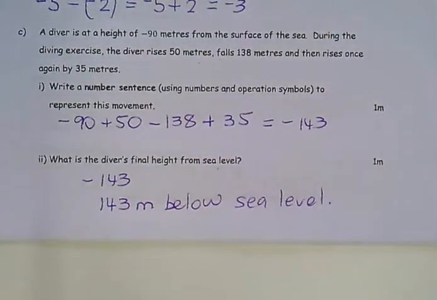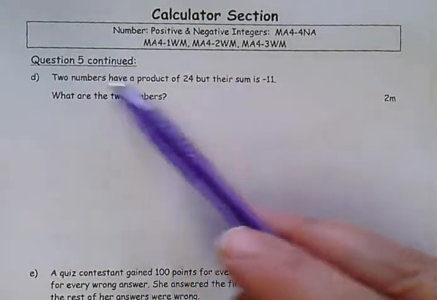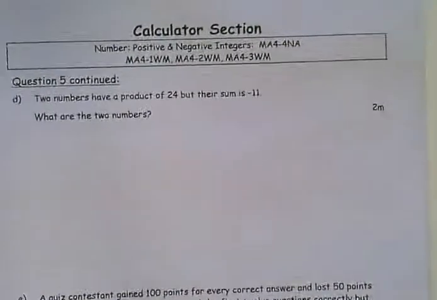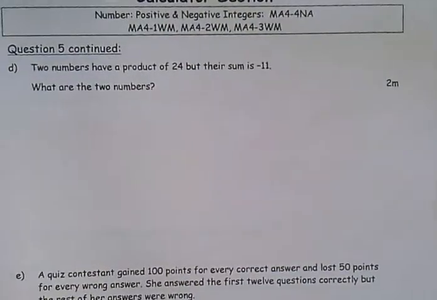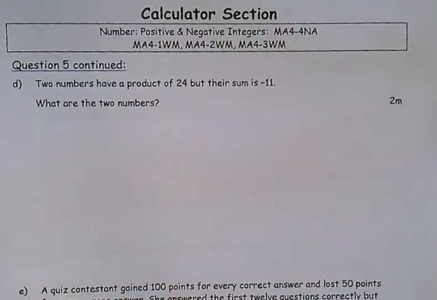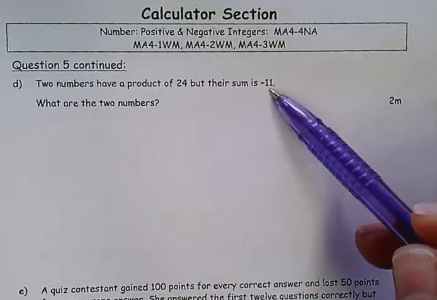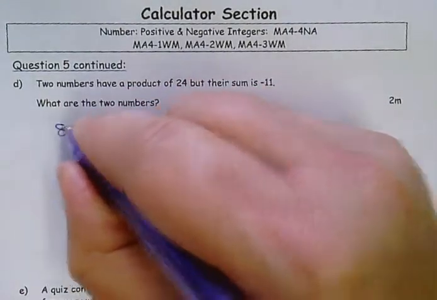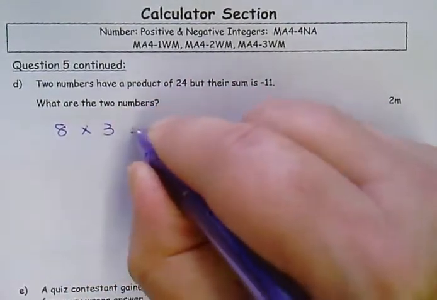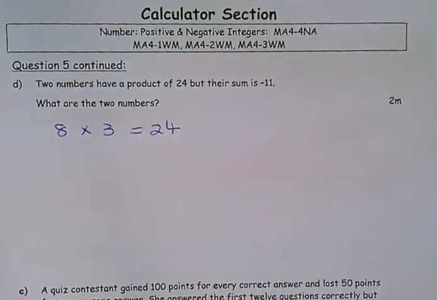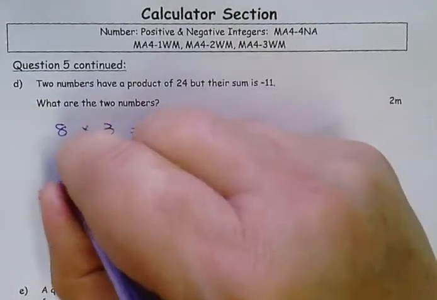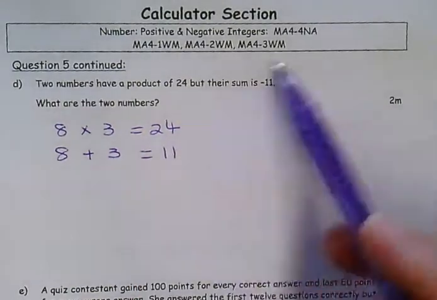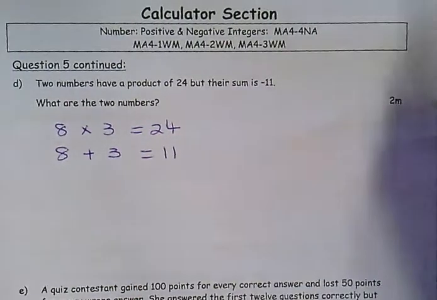Okay? For question 5D, two numbers have a product of 24, but their sum is -11. What are the two numbers? Now, look at the sum, it's negative. So if you want two numbers to multiply to give 24, you would immediately think 8 times 3. Yes, that is 24. But if I add those two numbers, 8 plus 3 is positive 11. So that is not the answer, but it's almost there.